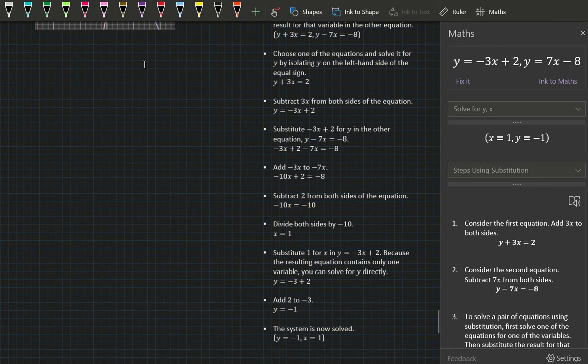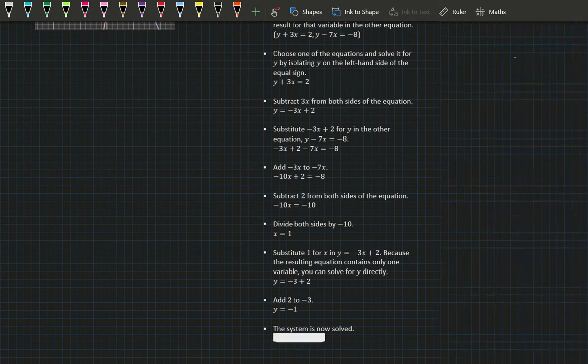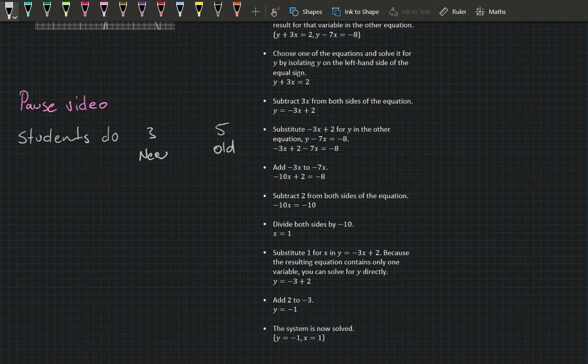Having said that, you're going to need to practice this yourself because you won't be able to use this OneNote in a test. So at this point you should pause the video and work on question 3 if you have the new book, or question 5 if you have the old book. And when you finish that, we'll summarize our lesson.